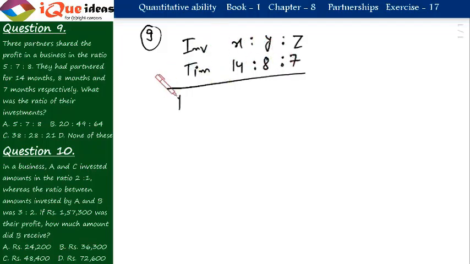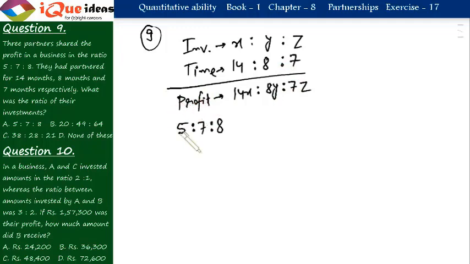Now when you multiply, you will get profit ratio. So profit ratio should be equal to 14x is to 8y is to 7z. Whereas the profit ratio is already given as 5 is to 7 is to 8. Okay, 5 is to 7 is to 8. This is equal to 14x is to 8y is to 7z.